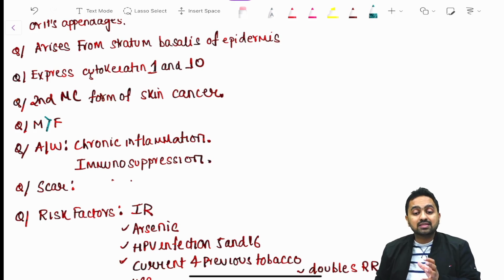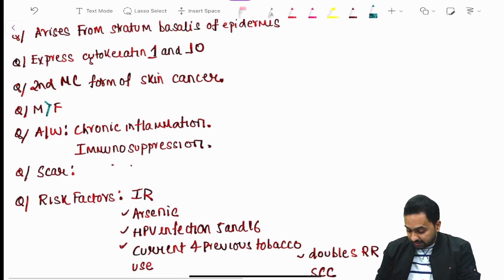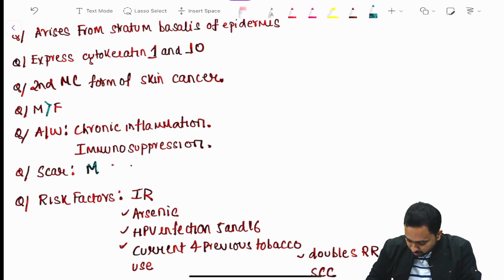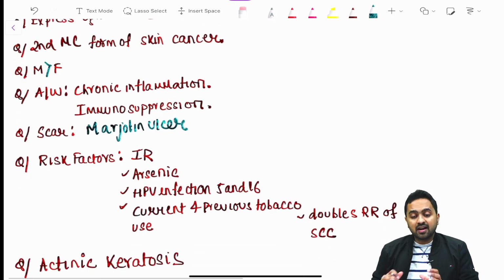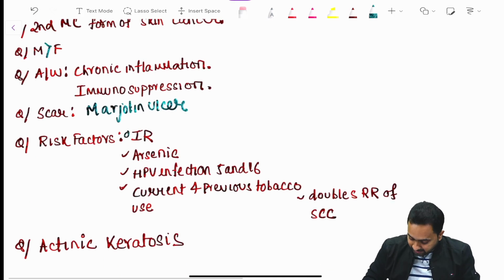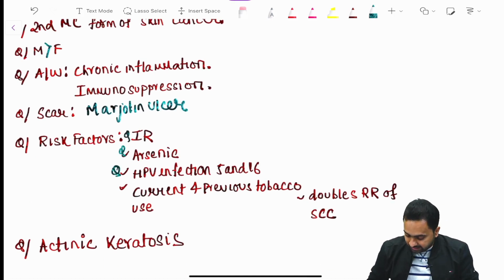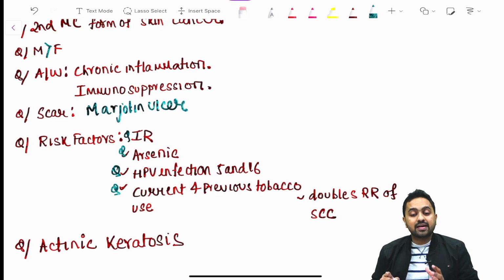When squamous cell carcinoma occurs in your previous scar, it is known as your Marjolin ulcer. The risk factors include your ionizing radiation, arsenic compounds, HPV infection with 5 and 16 subtype, and current and previous tobacco use, which almost doubles the relative risk of squamous cell carcinoma.